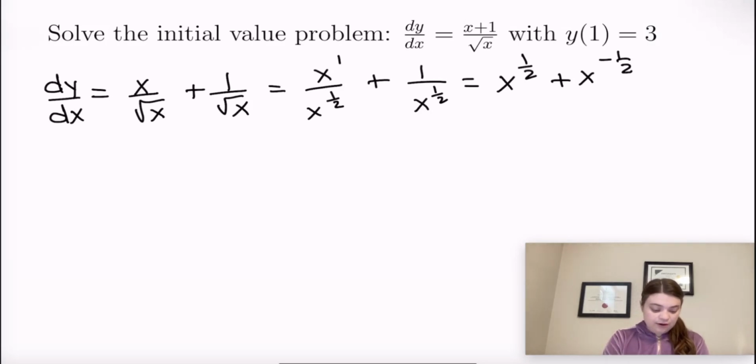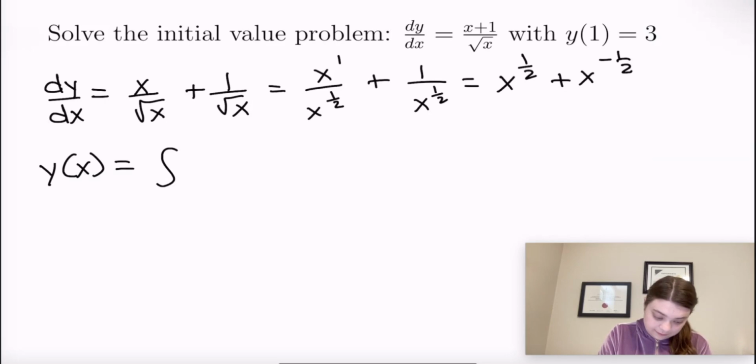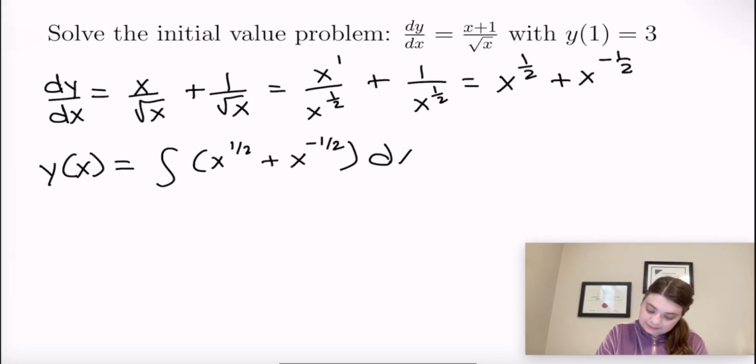All right, so now our goal is to integrate both sides. So we're going to find y of x, right? Once we integrate dy dx, we just get y of x, and that's going to be equal to the integral of x to the power of a half plus x to the power negative a half dx. And then let's actually take the integral.